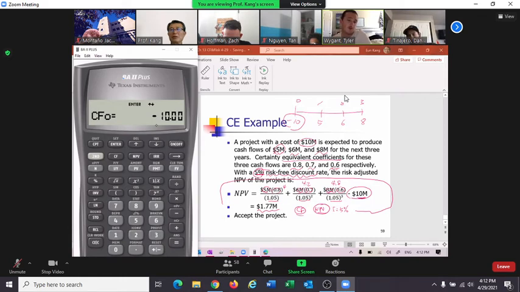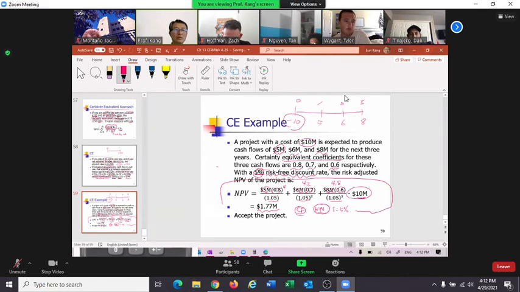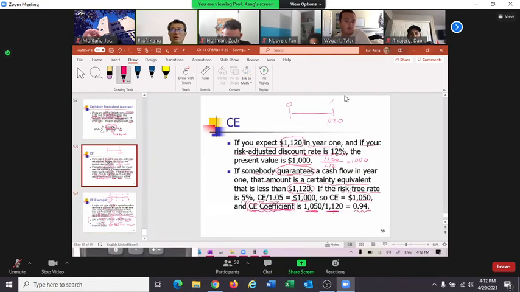I was just going to ask if you could go back one slide. I missed something. Go back here. Okay. Perfect, thank you. This slide is about how to calculate certainty equivalent cash flow and how to calculate the certainty equivalent coefficient.